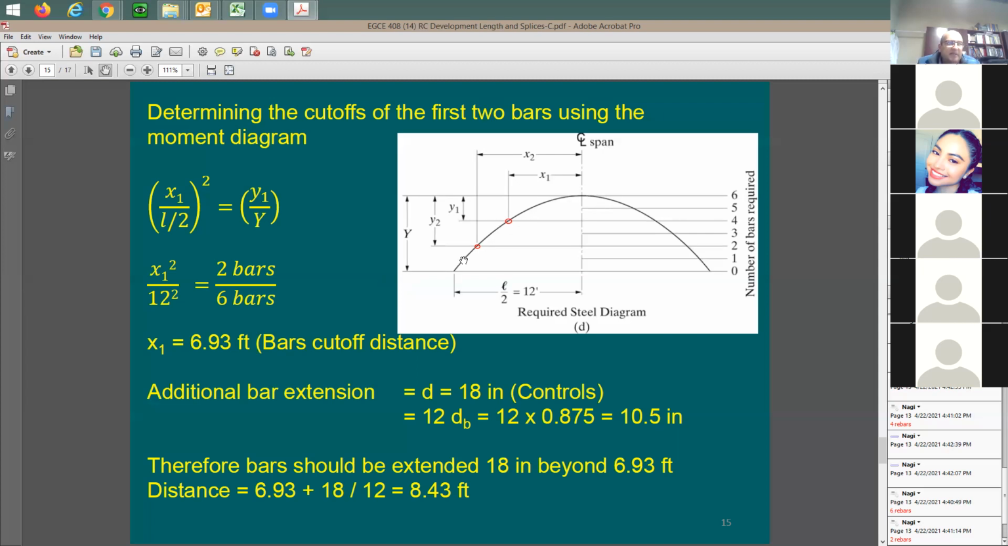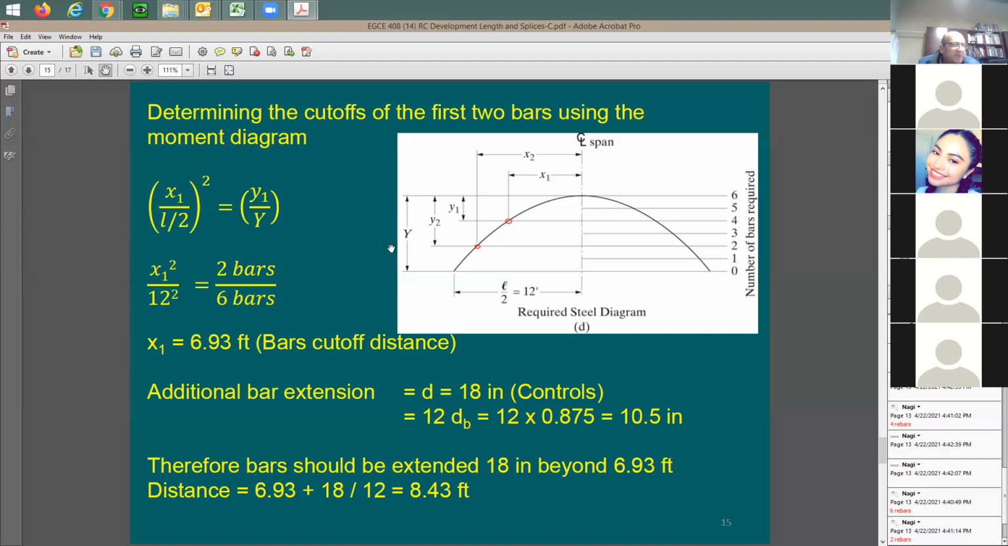Since this is going to be a second degree parabola, I can say x1 divided by L over 2 squared is going to be equal to y1 divided by y. I know that y1 divided by y is going to be 1/3. I know that this is going to be 2 rebars versus 6 rebars, 2 divided by 6 is going to be 1/3, right? Now, based on this equation, I should be able to find out this location of x1. So x1 here is about 7 feet.